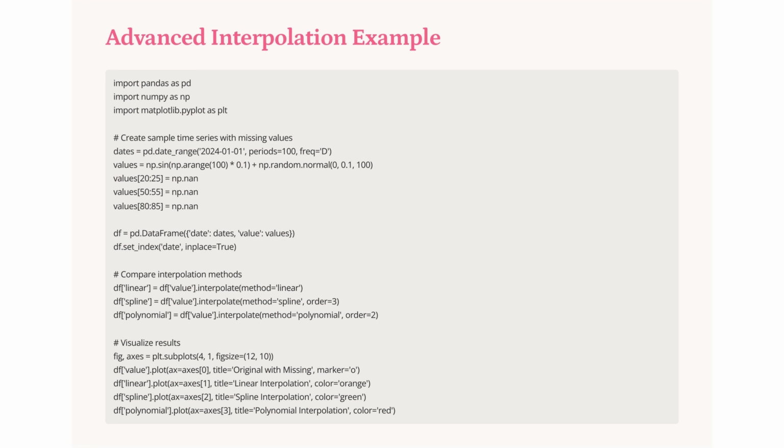Using a time series with missing values, we apply linear, spline, and polynomial interpolation. Linear interpolation connects data points directly, while spline uses cubic polynomials for smoother curves. Polynomial interpolation fits a second-degree polynomial. Visualizing these methods highlights their effectiveness in estimating missing data, each offering unique advantages in maintaining data integrity.